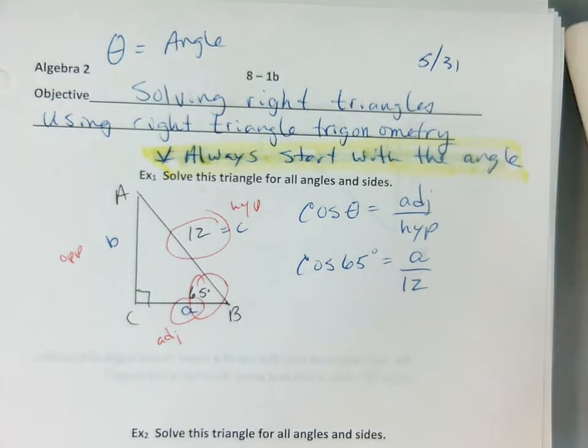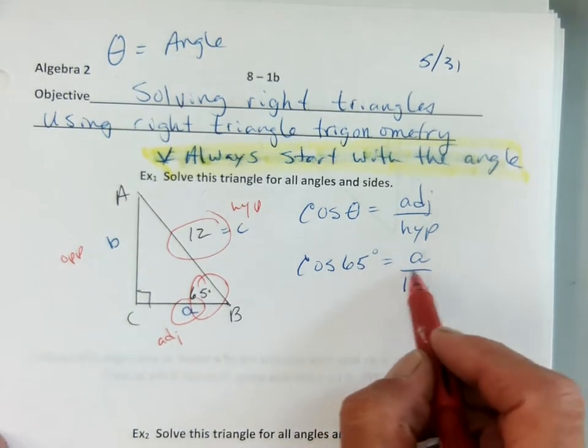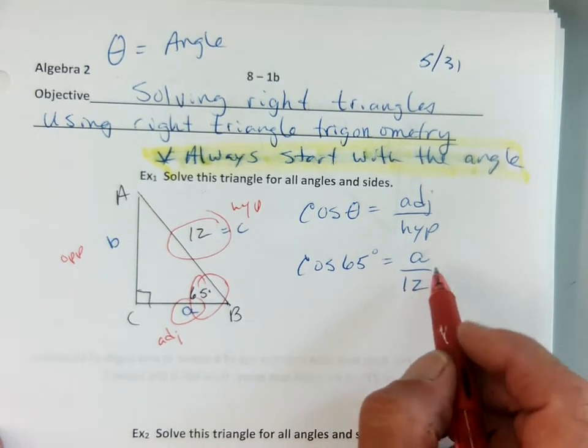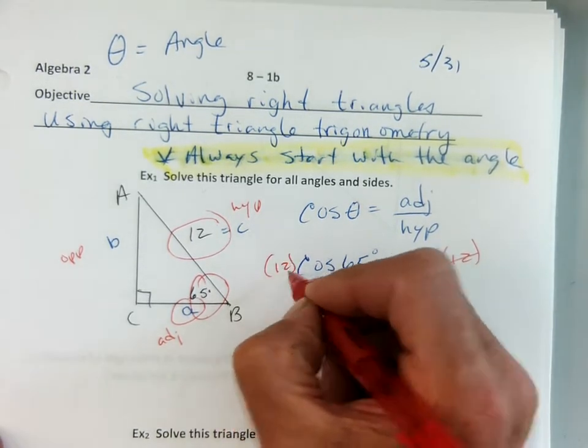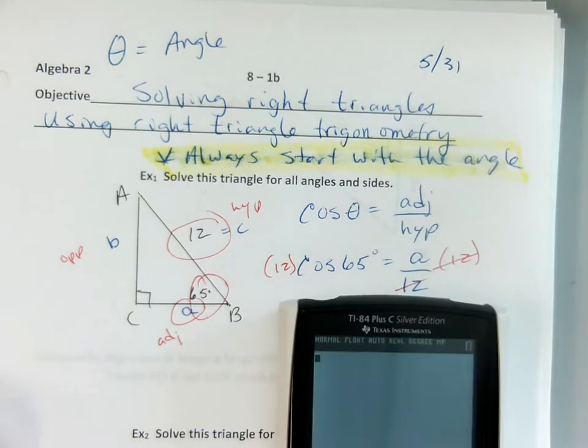Okay, now I'm just going to solve for a. So how do I solve for a? Well, I'm going to multiply by 12, right? A divided by 12, so I'm times by 12 on both sides, and I'm just going to use my calculator.